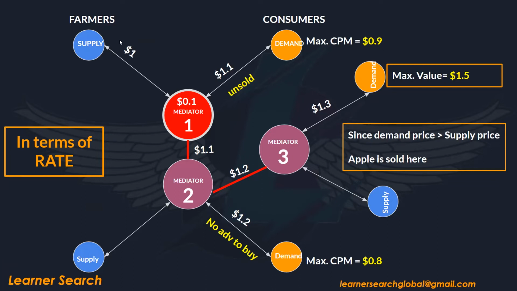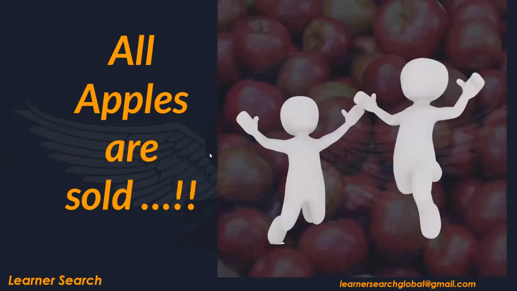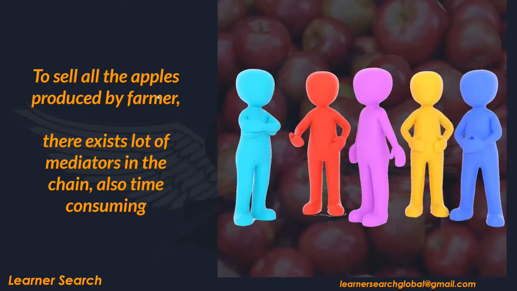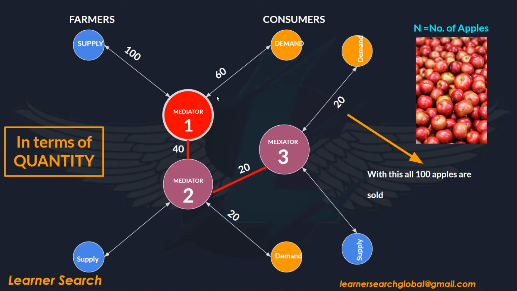Tomatoes are produced by the farmers for 1 rupee. Finally, it comes to the market at 10 rupees per kg. What happened? There is a mediator, right? The same concept, the same process. So all apples are sold. To sell all the apples produced by the farmer, there exist a lot of mediators in the chain, also time consuming. Till here you understood, right? It's clear.